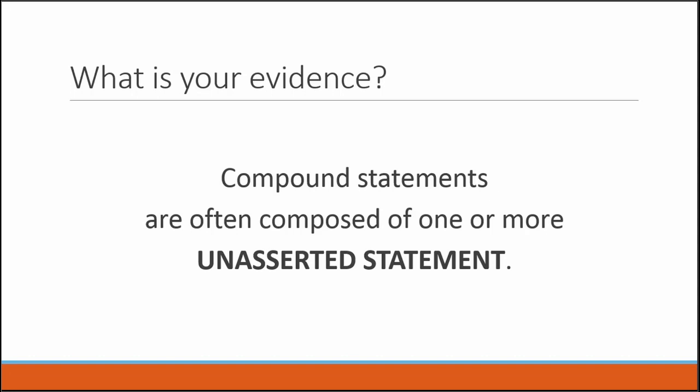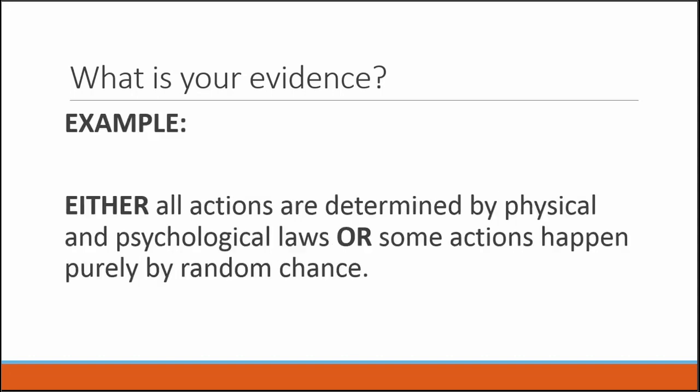Let me explain by example. Here's an example of a compound statement. Either all actions are determined by physical and psychological laws, or some actions happen purely by random chance. So if somebody says that, they're not asserting, they're not claiming that all actions are determined by physical and psychological laws. They're not saying that simple statement is true.